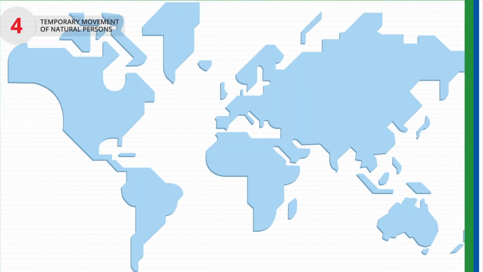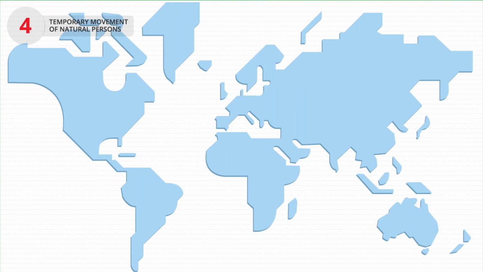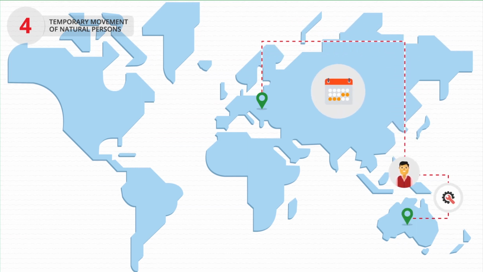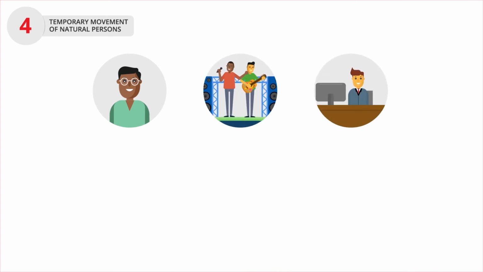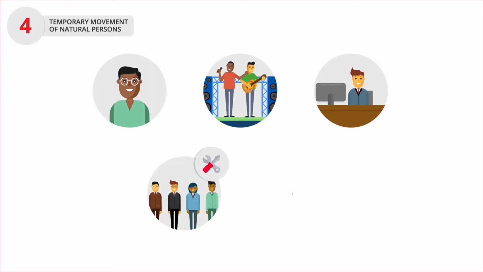Finally, Mode 4, temporary movement of natural persons, applies when an individual travels to the other region for short periods to provide their services there. Professionals, performing artistes and related production persons, information technology service providers, and suppliers engaged in maintenance and other after-sales support are typical users of this mode of supply for their services.